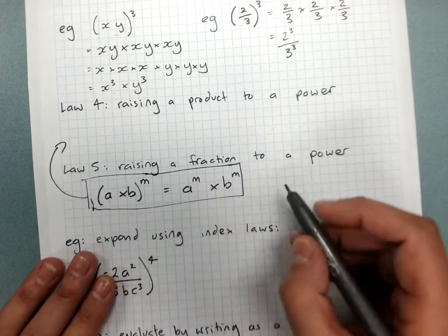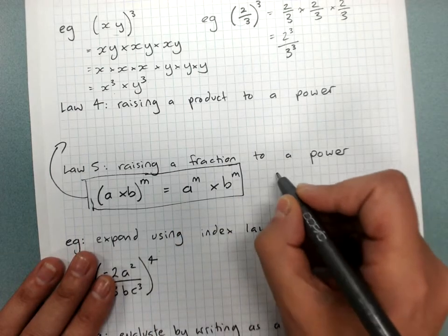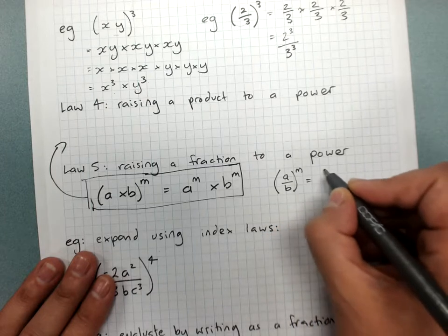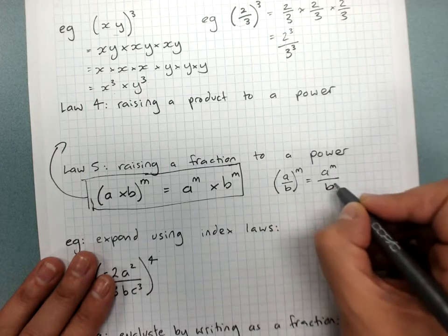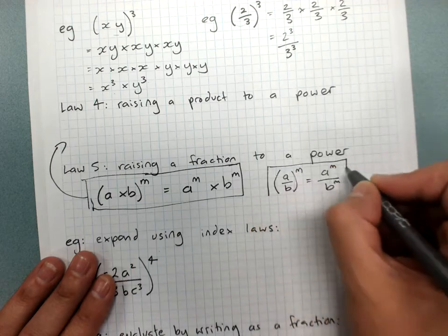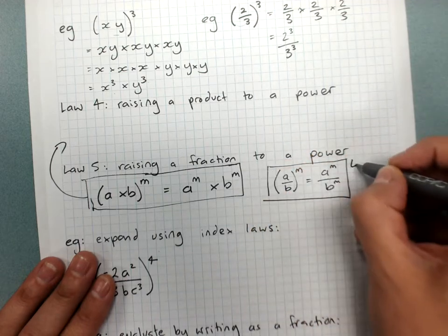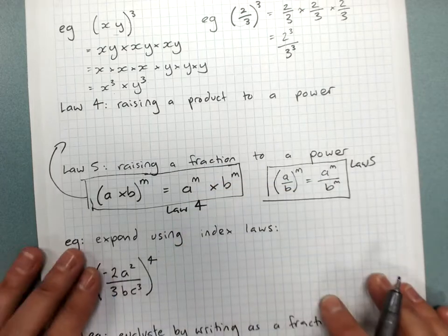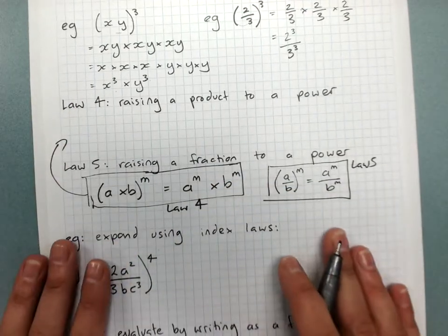And raising a fraction to a power, if I've got a over b to the m, that will be a to the m over b to the m. This is definitely law 5. This is law 4. Sorry about being in the wrong spot.